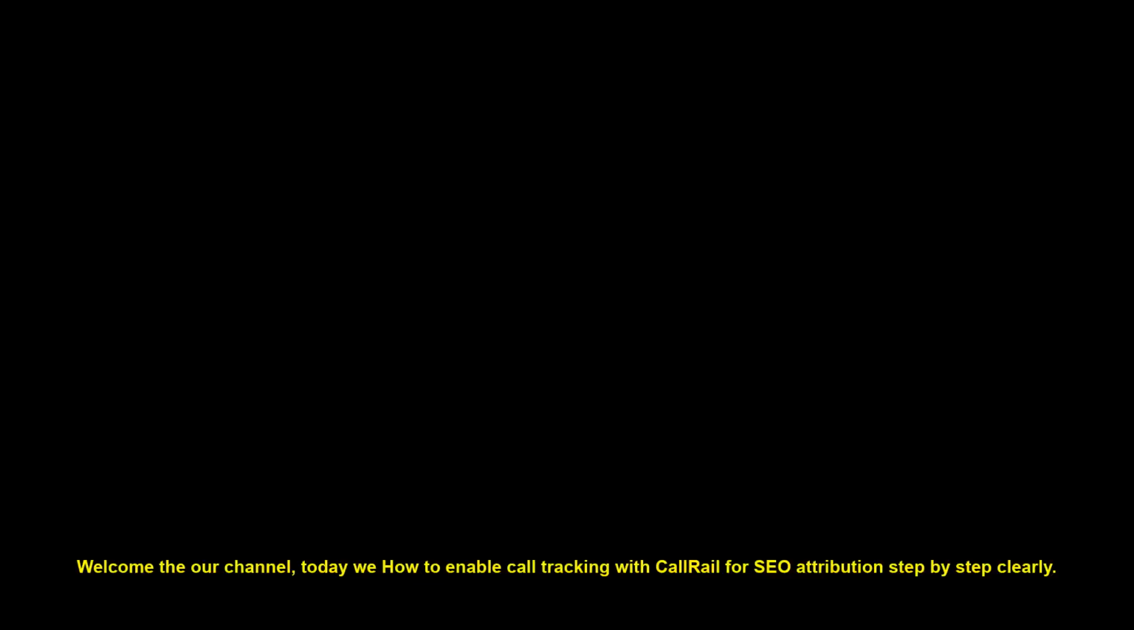Welcome to our channel. Today we show how to enable call tracking with CallRail for SEO attribution step by step clearly. To enable call tracking with CallRail for SEO attribution, start by creating a CallRail account. Visit the CallRail website and click on Get Started. Fill out the required information to create your account.